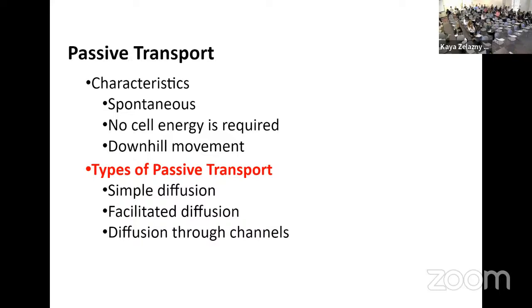Okay. That's in contrast to active transport, where you're going to have to put in energy at some point in some form. But before we do that, we want to mention that there are different types of passive transport. Passive transport is always going to be in the direction that the molecule wants to go, but how it gets there is what differentiates our three types of passive transport. We're going to have simple diffusion, facilitated diffusion, and diffusion through channels.